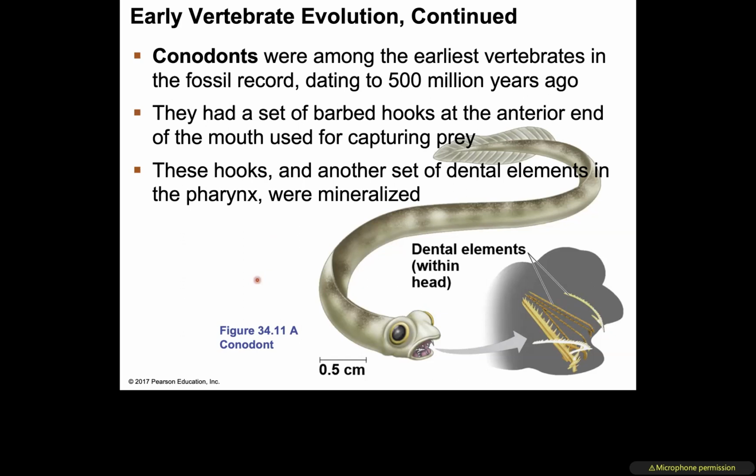Conodonts were the earliest vertebrates about 500 million years ago. They had barbed hooks as their teeth. It was great for capturing prey. They had other dental elements in their pharynx, and they were mineralized. So that's actually kind of special because mineralization took place early and then was lost and then came back.